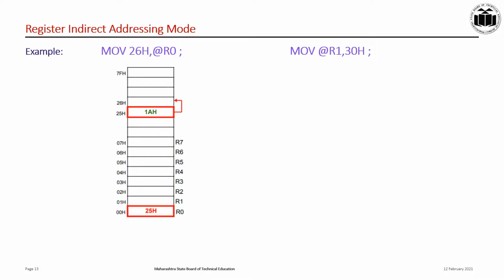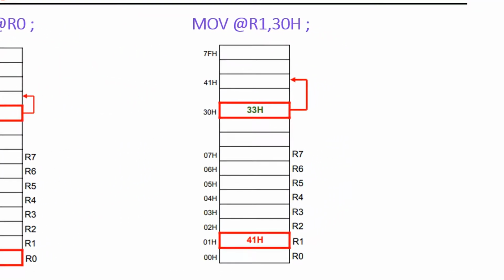In this case, after the execution of this instruction, content of 30H memory location is copied to the memory location held by register R1, that is 41H.